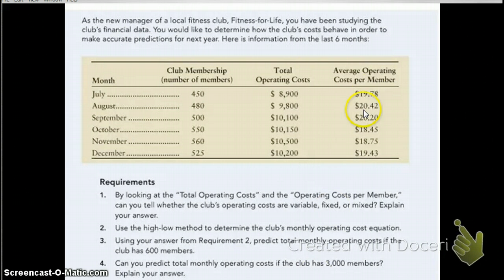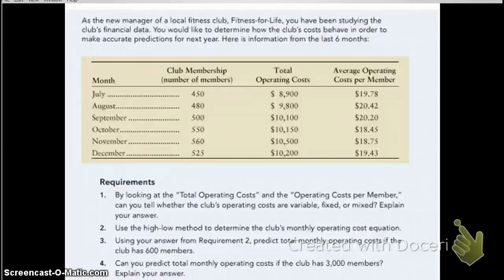However, if you look at the cost per member, it is not constant, so we know that it is not a variable cost. Could it be a fixed cost? No, because for changes in volume, the total operating costs do not remain constant, so it's not a fixed cost. It is probably a mixed cost because there is an increase in total cost as your volume increases, but it's not a direct increase. It's not a proportional increase. So we assume that this is a mixed cost.